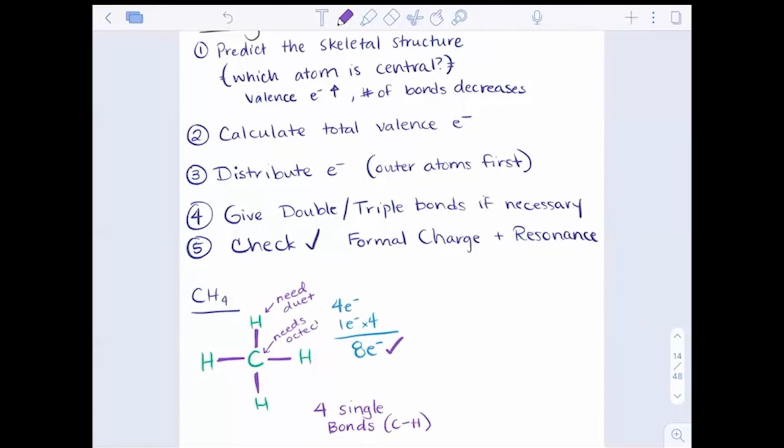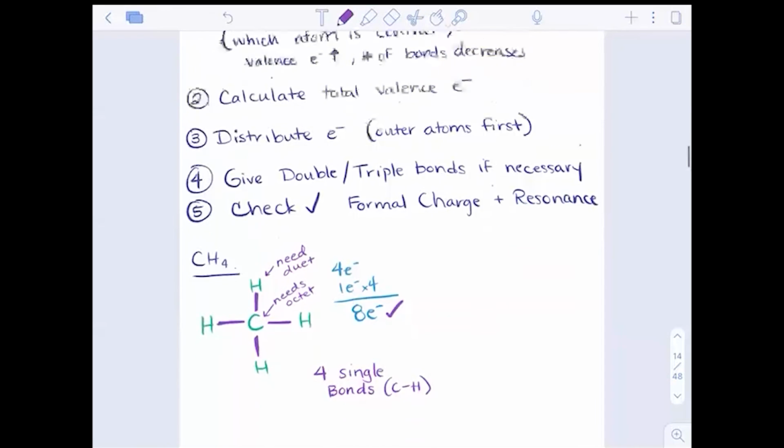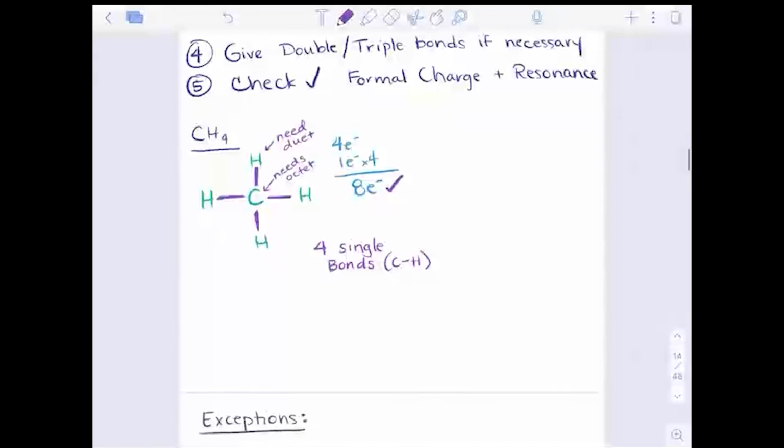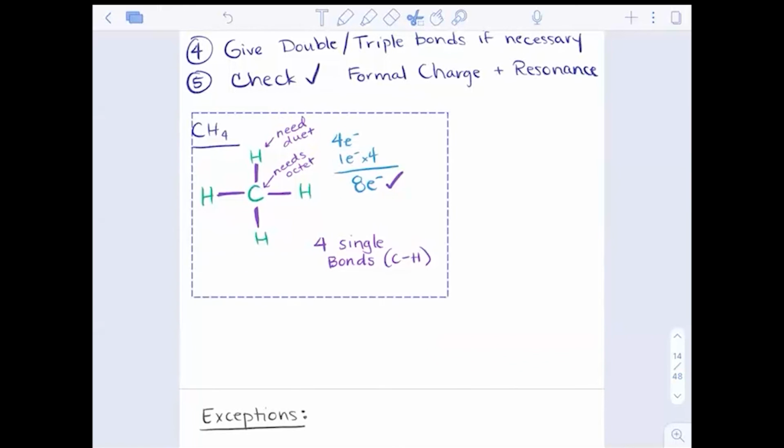So let's go ahead and double check. Hydrogen, 2 electrons. Yep, everybody's got 2. Carbon, 1, 2, 3, 4 bonds. 2 electrons in each, 2 times 4, 8. Lovely. Everybody's set and ready to go. Let's do another one before we get into exceptions.